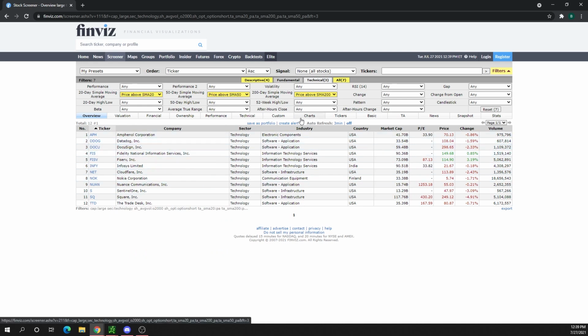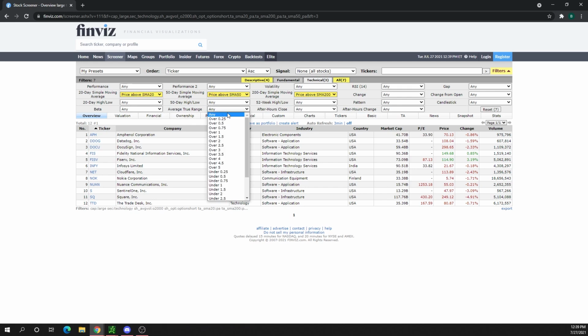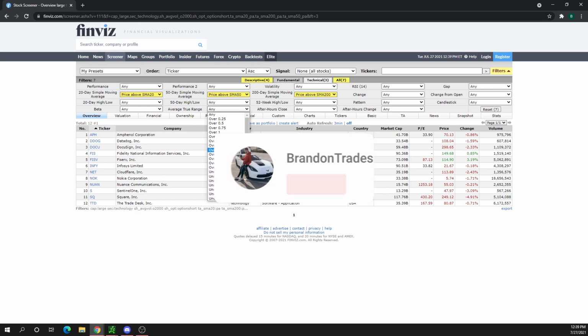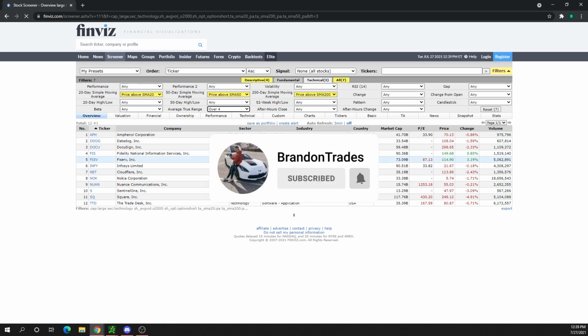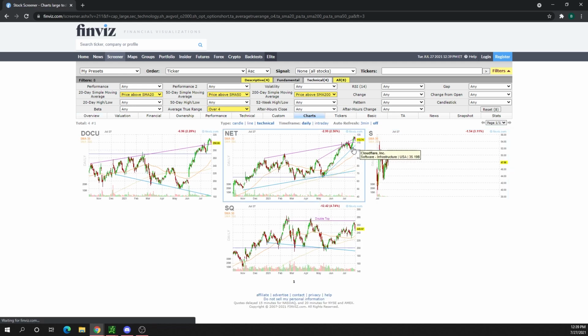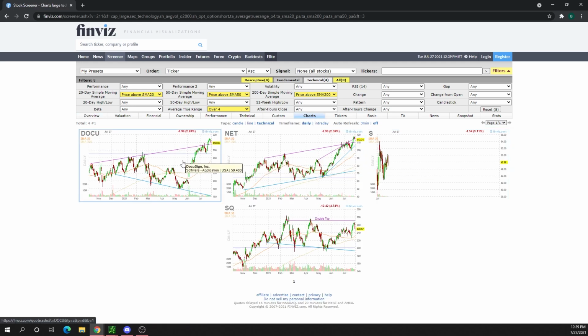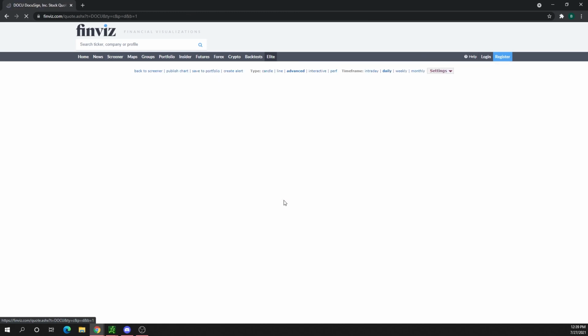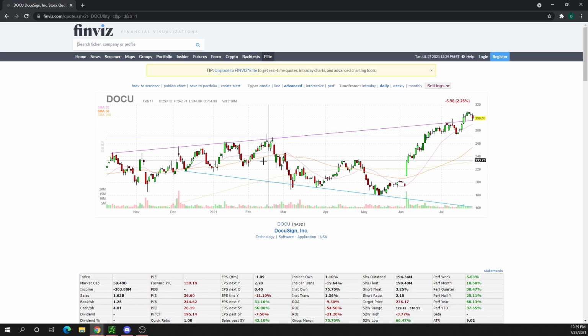Now from here, you're going to click on this charts tab right here. And then finally, you want to choose average true range. And from here, you want to choose either over 3 or over 5. Let's do over 4 for this scenario. So now we are given 4 stocks that we could potentially watch and trade. So now we are going to go to this chart section right here, and we are going to take one look at the chart. The nice thing about Finviz is it'll give you all of the technicals that you need to look at. So Docu, this thing meets all of your criteria. So since we only have 4 stocks that we can look at in this scenario, Docu is one of them.